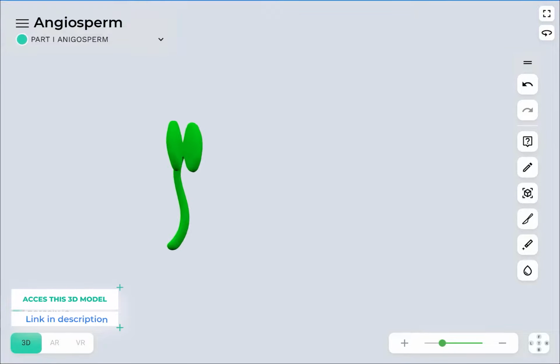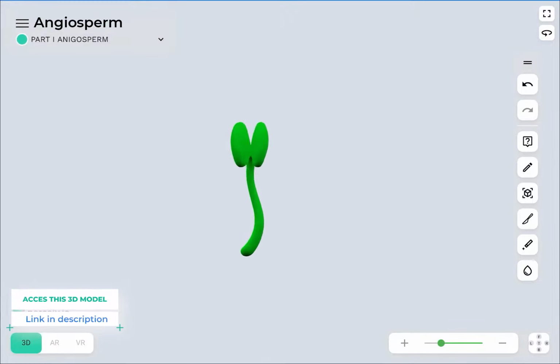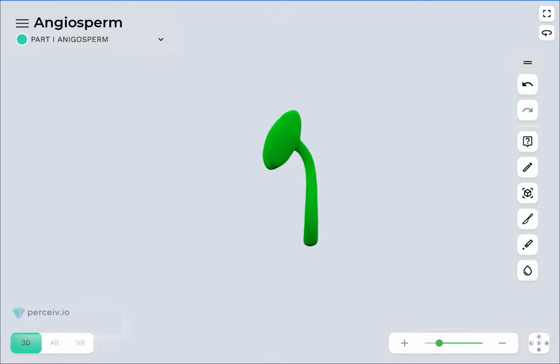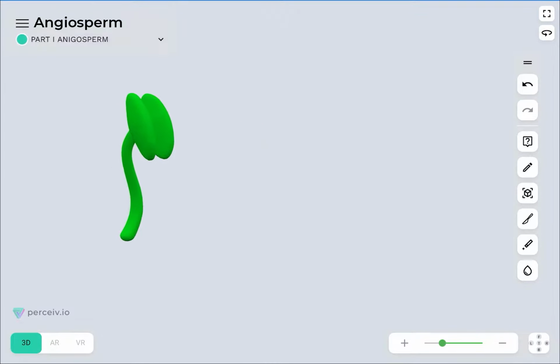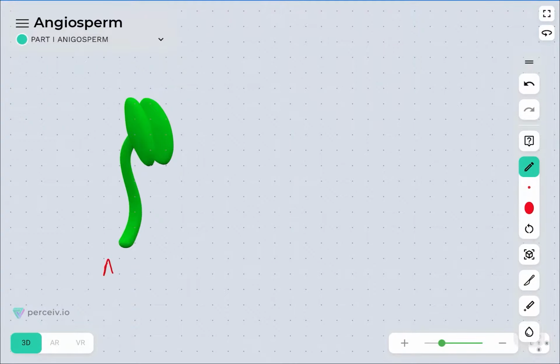As you can see on your screen, the model of the stamen is being represented. We will see the importance of the structure and the important components present in the structure in detail. Let me start with the description part first, and then we will label things as well. So we are going to discuss the stamen, and this is a stamen.